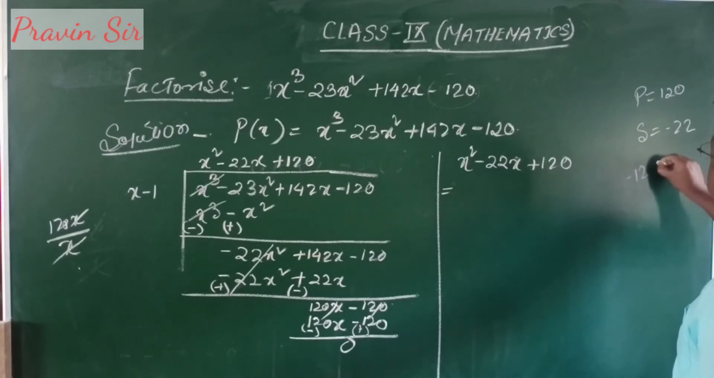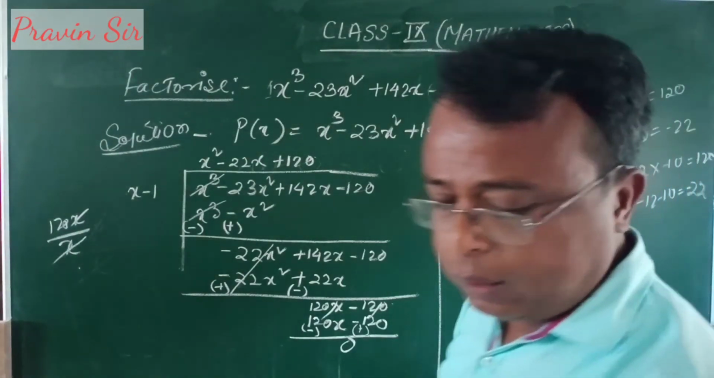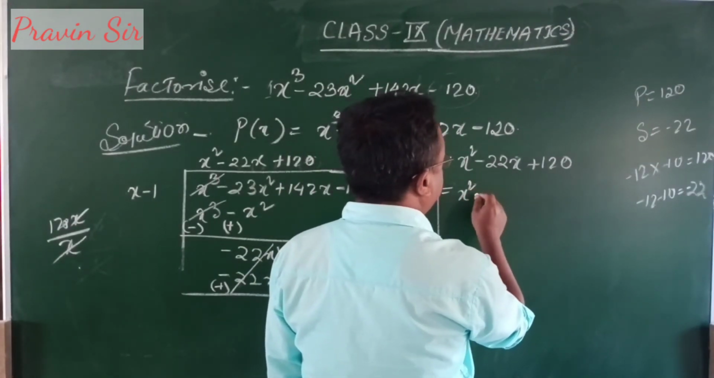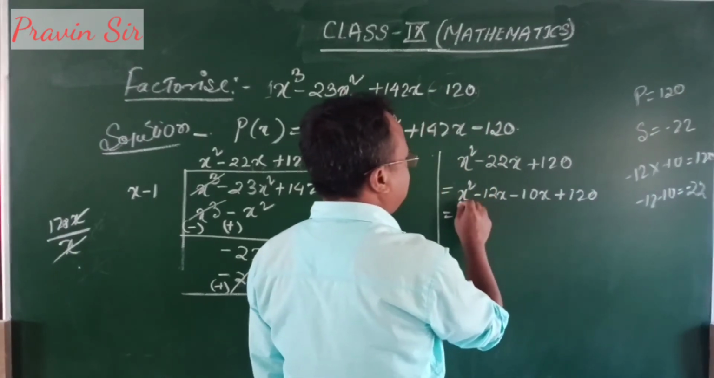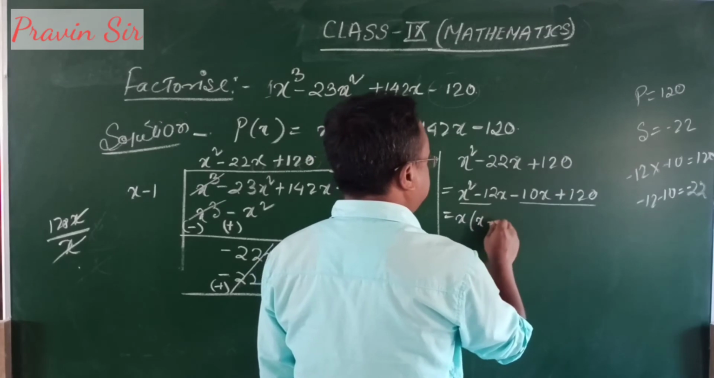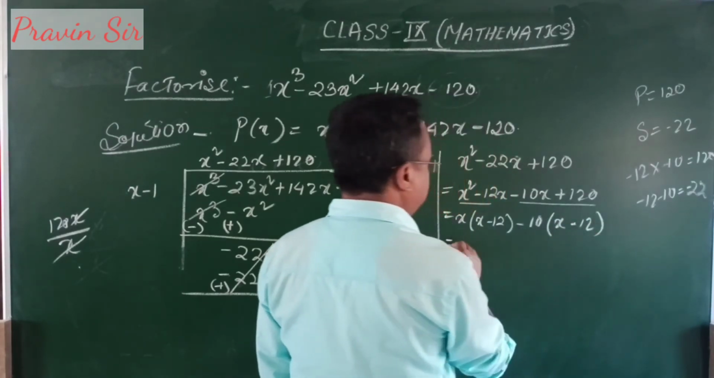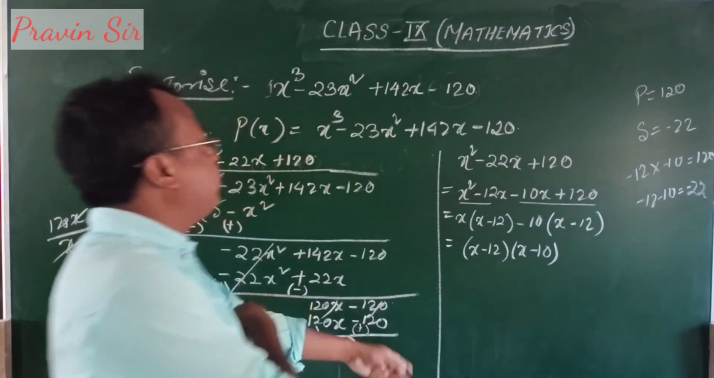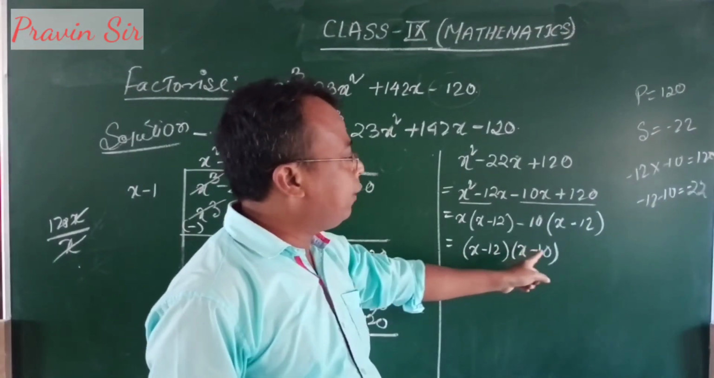So let us see, minus 12 into minus 10 is equal to what? 120. Then minus 12 plus minus 10 is equal to minus 22. So the two numbers are minus 12 and minus 10. Okay, so now we can split this one: x square minus 12x minus 10x plus 120. Okay, so from here you can take x common, x minus 12, and from here you can take minus 10 common, so x minus 12. So now x minus 12 is common and x minus 10. Okay, so now we got three factors. First factor we already got, that is x minus 1, and the other two factors are x minus 12 and x minus 10.